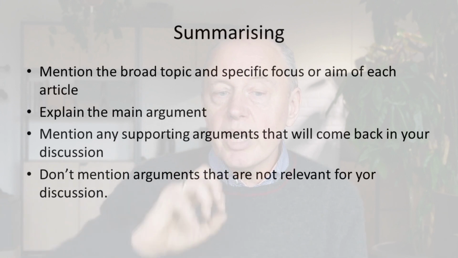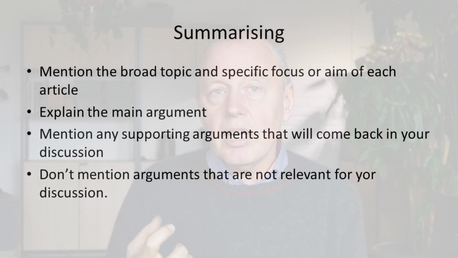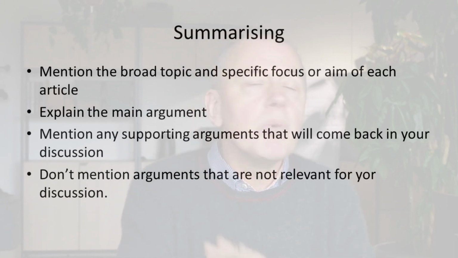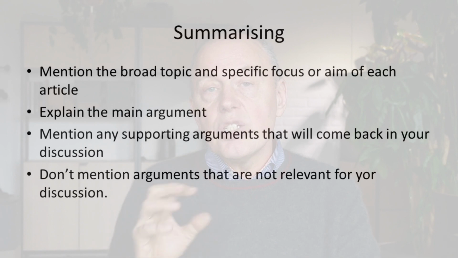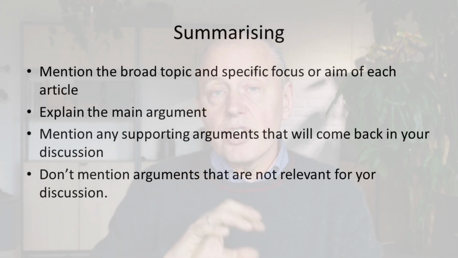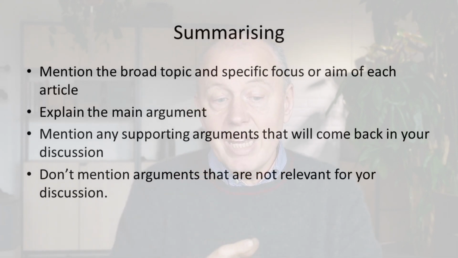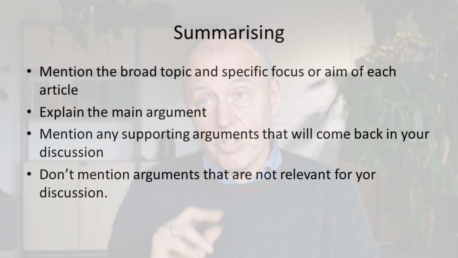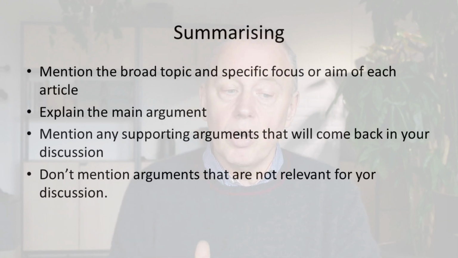But when you're doing a more detailed summary, typically you're going to be showing how the sub-arguments build towards the main argument. We don't need that here. We haven't got space. What we need here is for you to just mention any of the supporting arguments that the author has made that are going to come back in your discussion, so that later on when you're doing that discussion you don't have to stop and say, okay, let me summarize some more.